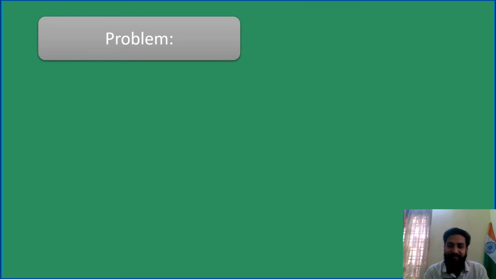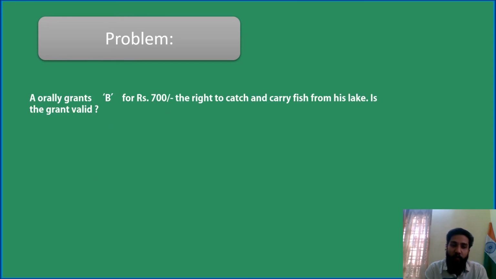Let's look at a problem. A orally grants B, for rupees 700, the right to catch fish and carry fish from his lake. Is the grant valid? Look at it one more time. The first point is that it is oral, it is not registered. He just said, you can take fish worth rupees 700.